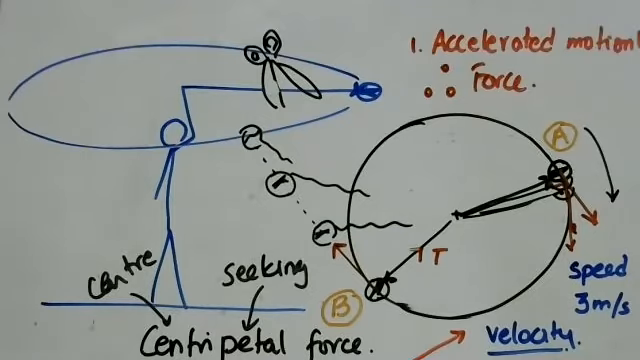So these are one or two examples of how centripetal force comes into play when an object has to undergo a motion along a curved track or a curved path. And without centripetal force, it would not be possible to execute that kind of motion.